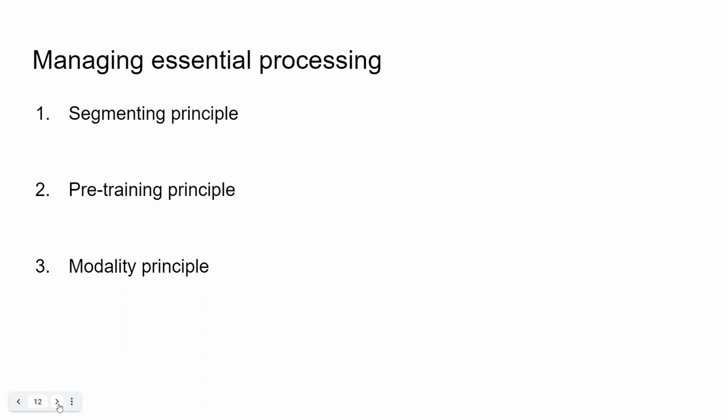Okay, pausing there for a second. So this is principle number 2. You have to manage essential processing. And there are three parts of it. Break things up, i.e. chunk things. Make sure your students are ready to take on what you need them to learn, the pre-training principle, and check the mode. Make sure your mode is right for what you're trying to achieve with that learning material. Any questions, any comments?